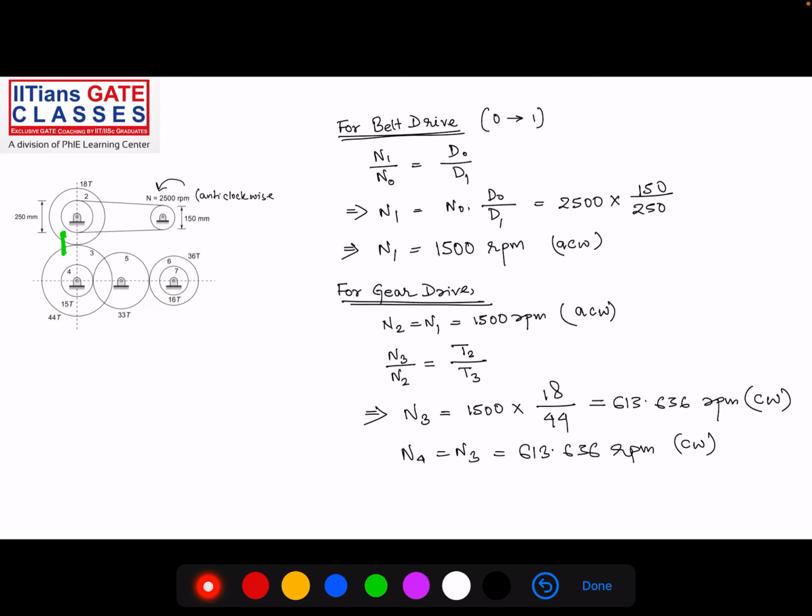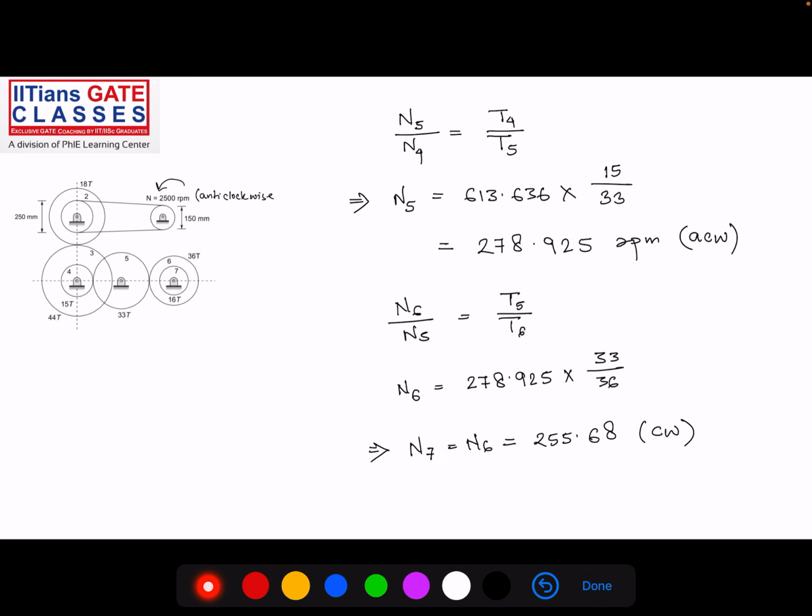Now gear 2 and 3 are connected. The number of teeth on gear 2 is 18, and the number of teeth on gear 3 is 44. So N3 by N2 is equal to T2 by T3. I can find N3 as 1500 times 18 by 44, that is 613.66 RPM. Now the rotation will reverse because they are externally connected. It was anti-clockwise, so this becomes clockwise. The rotational speed of 3 and 4 will be the same because they are on the same shaft, so N4 is also 613 RPM.